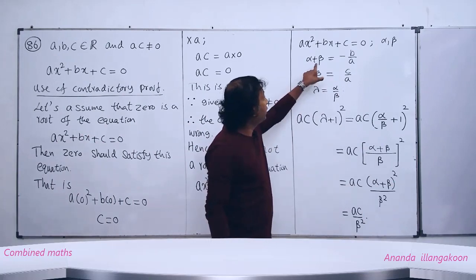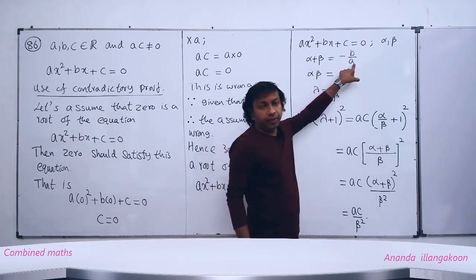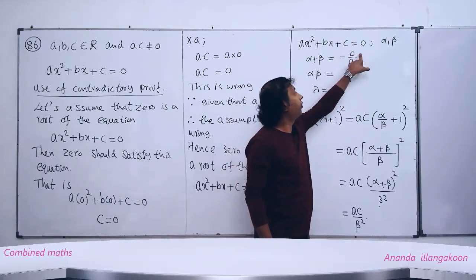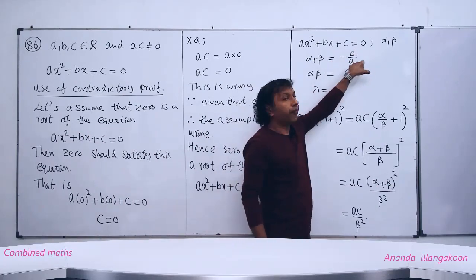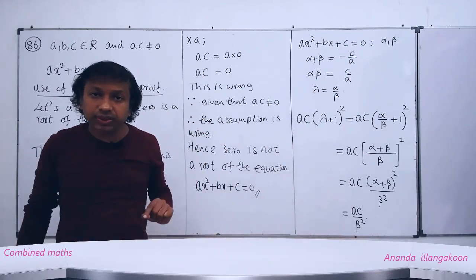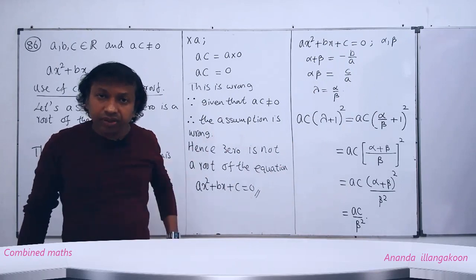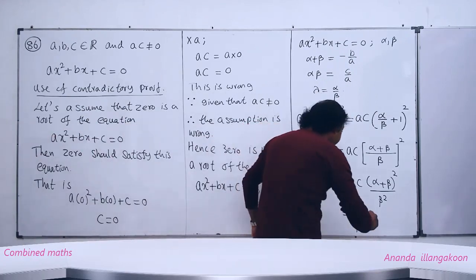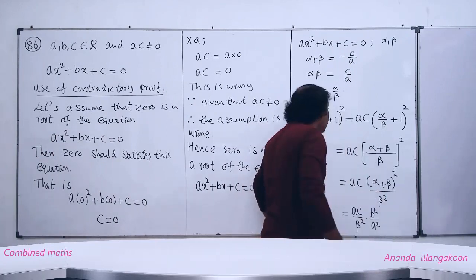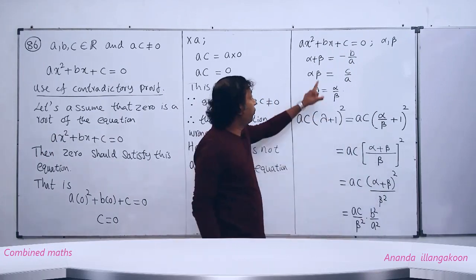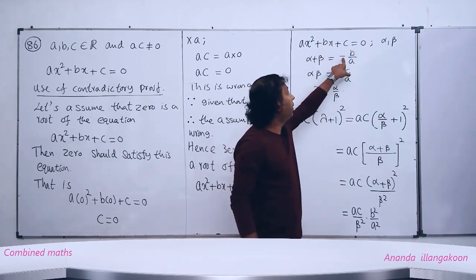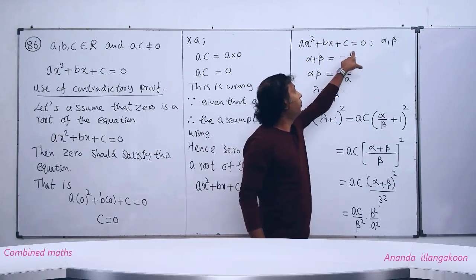Alpha plus beta is minus b by a. Then alpha plus beta whole squared means you have to square the right-hand side. Once you square it, the minus will be plus, b squared by a squared coming, no? Once you square the right-hand side, minus squared is plus b squared by a squared coming.